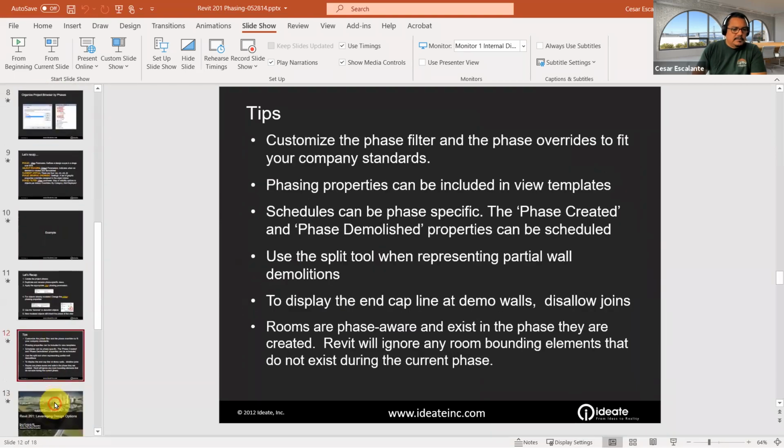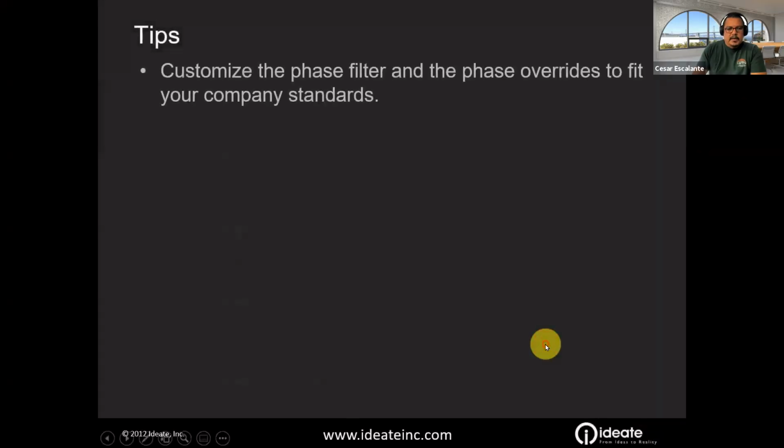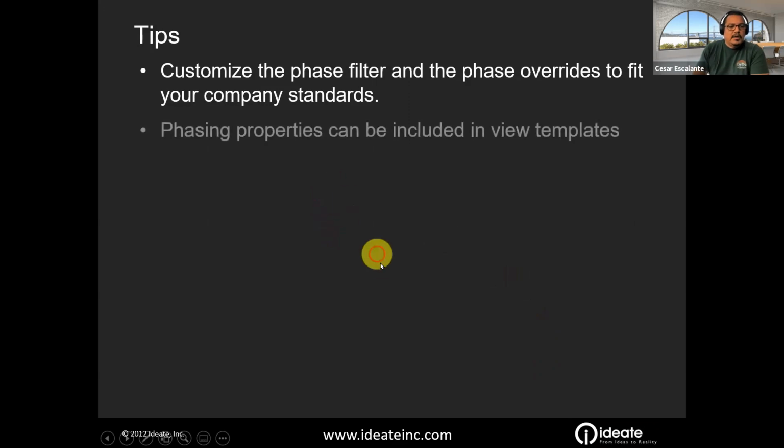Let's see here. Some tips. The phase filter override is something that you can customize. Different firms like different line weights, especially principals like to see existing conditions or demolition conditions in a certain way. You can change the line weight of the graphic overrides in the phasing dialog box. But once you have them defined, include them in the view templates and spare users the need to customize this from project to project.